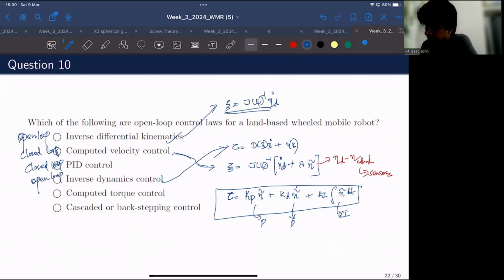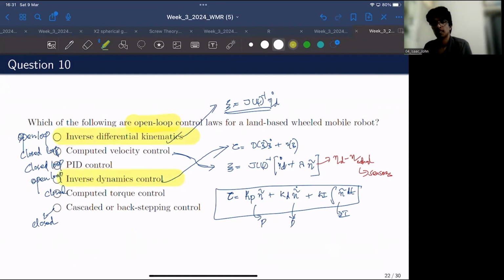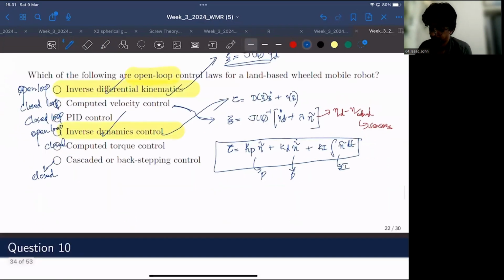And the computed velocity control law is a closed loop, and cascaded is also closed loop. So the question basically asks for the open loop control laws, which are inverse differential kinematics and inverse dynamics control law. So in that regard, we have two correct answers, that is option A and option D.